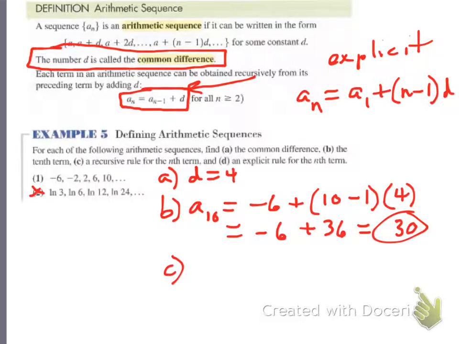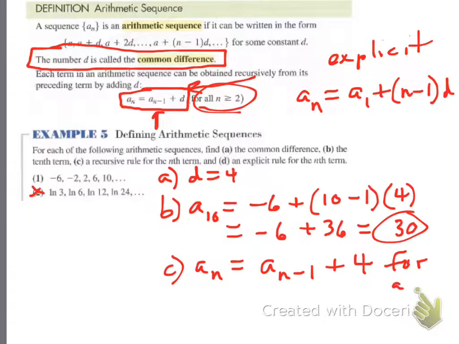Now, part C says I want a recursive rule for the nth term. Well, very simple. A sub n equals a sub n minus 1. I'm just using this formula now. Plus 4, because that's plus the common difference. Now, we have to put the disclaimer in here: for all n greater than or equal to 2.